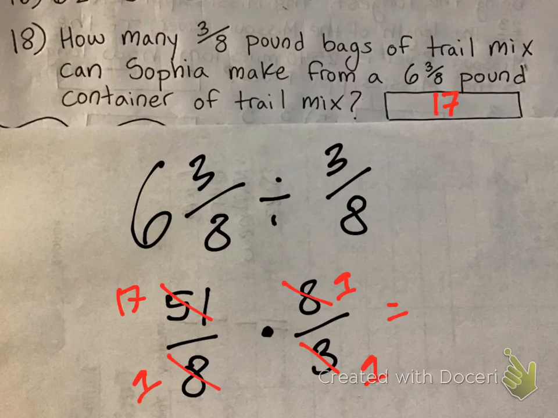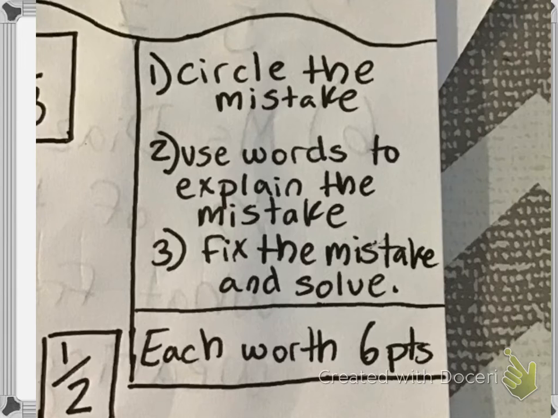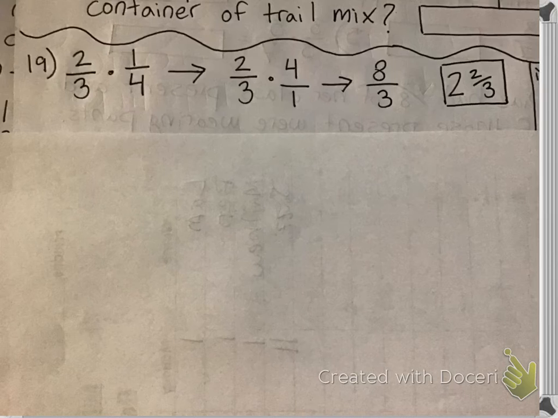That's it. Super easy. What you're going to do is, on the test, it said circle the mistake, use words to explain the mistake, and fix the mistake and solve. All I want you to do is fix the mistake, or just solve the initial problem, okay? So, in this case, the first part is always correct. That's never the mistake. So I want you to start with that first part and solve. Okay, let's see, Victoria, what do I do?